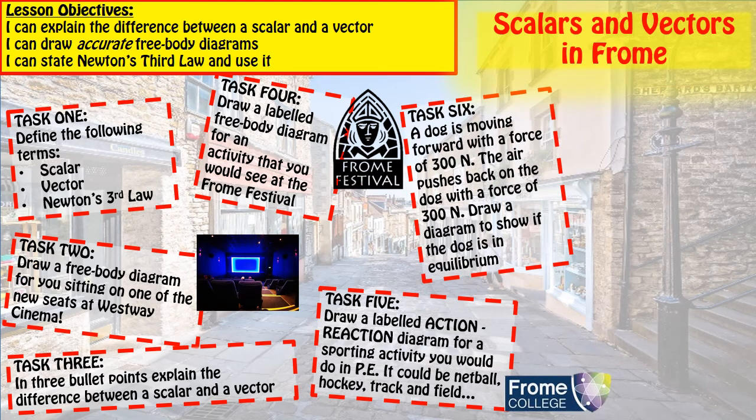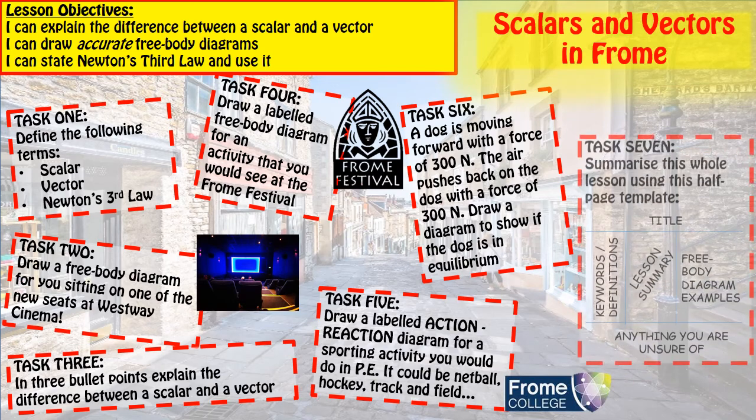Task 6, a dog is moving forward with a force of 300 newtons. The air pushes back on the dog with a force of 300 newtons. So draw a diagram to show if the dog is in equilibrium. Okay, so box and arrow diagrams. See if you can scale that arrow, write down the key, and then determine if the dog is in equilibrium.